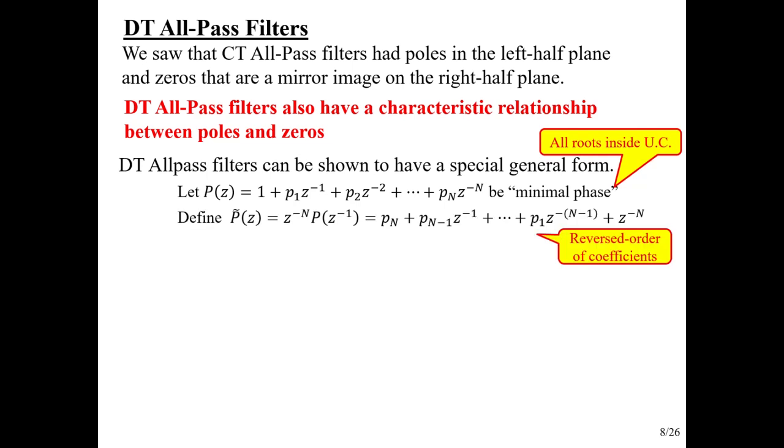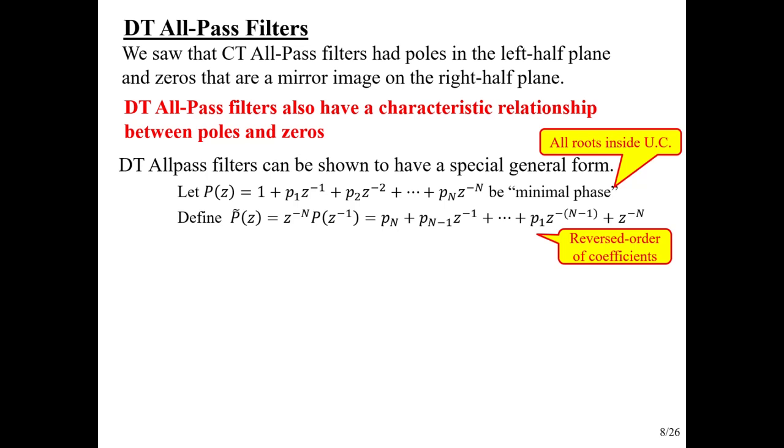And now we're going to define a new polynomial, P tilde, using this machinery right here. Z is going to get replaced by Z inverse, so all of these will become positive powers, and then we multiply by a Z to the minus n, which will convert everything back into negative powers, but they'll be in the reverse order, right?